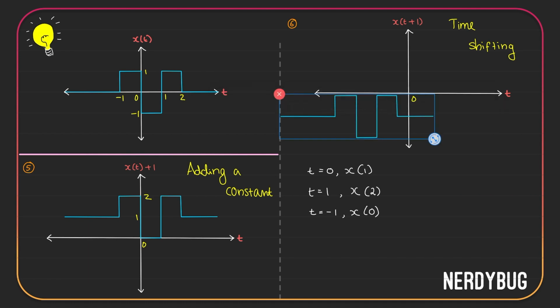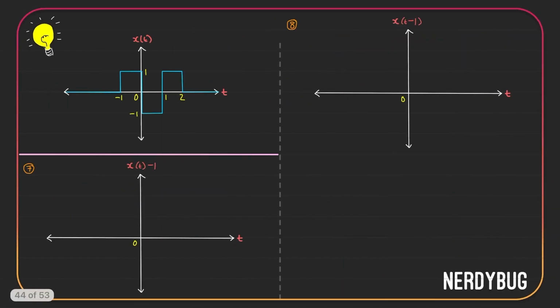So the whole signal has shifted 1 unit towards the left. I can again take the same signal, keep it here, and then simply shift it 1 unit towards left. This will be 1, this is minus 1, this is minus 2, amplitude is 1 and minus 1. This will be x of t plus 1. Now let's try to figure out what is x of t minus 1. Here we are subtracting a constant, or you could say adding a constant, where constant is minus 1.